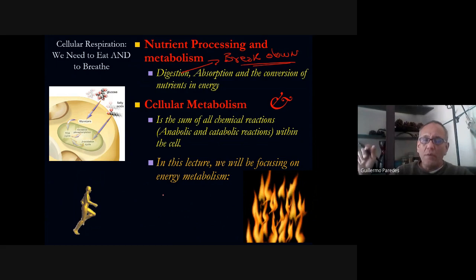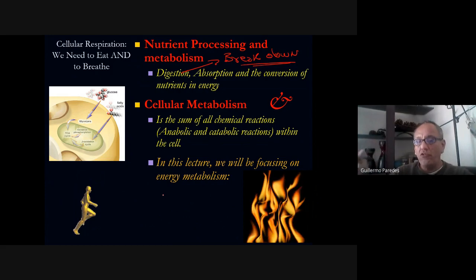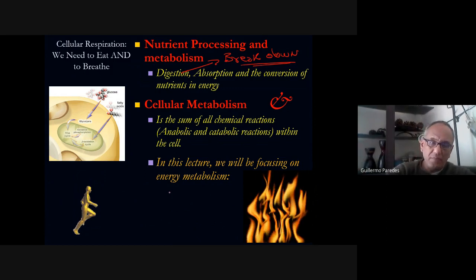All right, so cellular metabolism, including the liver, including all the cells of the body, is the summation of all chemical reactions, anabolic and catabolic, within the cell. In this lecture, we'll be focusing on energy metabolism. You okay with that? All right, perfect.